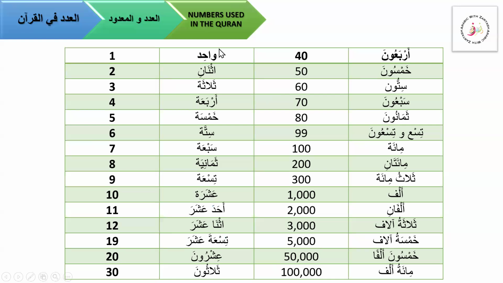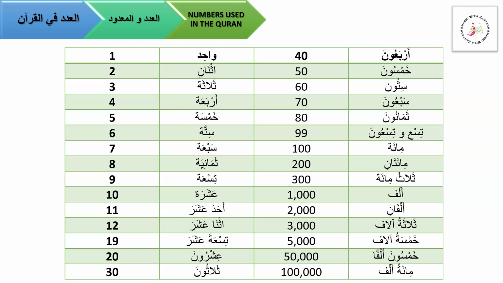So, like for one, Wahid, two, Isnan, three, Salasa, four, Arba, five, Khamsa, six, Sitta, seven, Sab'a, eight, Samania, nine, Tisa, 10, Ashara, 11, Ahada Ashara, 12, Isna Ashara. Then we have 19. So that is this because after that there is the same sequence for 13 to 18.